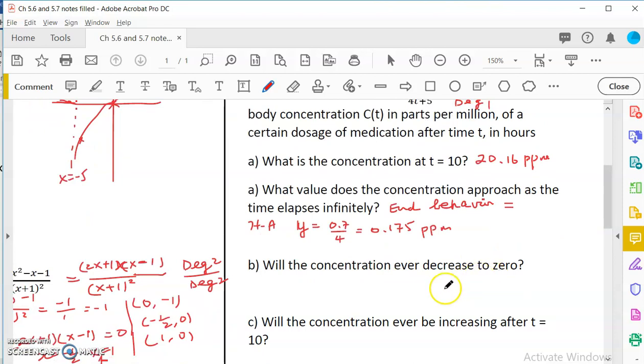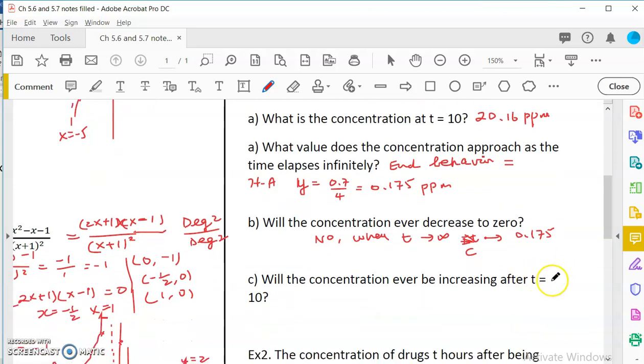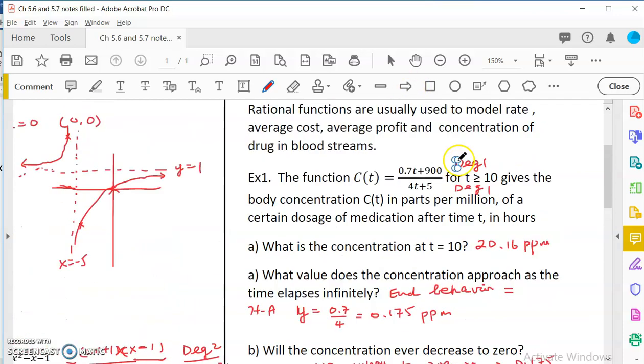Will the concentration ever decrease to 0? No, right? When t approaches infinity, C approaches 0.175. So it would never reach 0. Will the concentration ever be increasing after t equal to 10? Maybe we can graph it. Okay, so let's write it down. It's 0.7t.